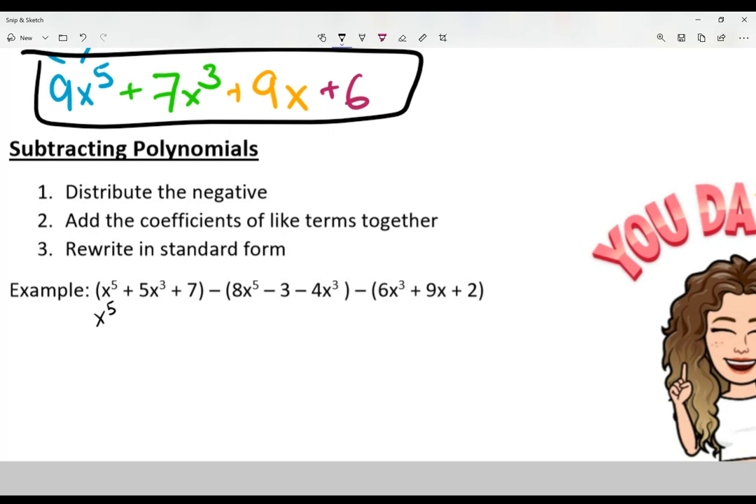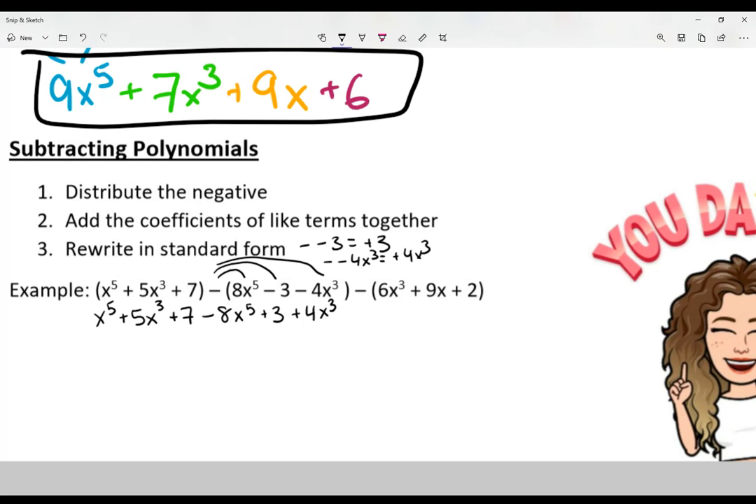So we keep x to the fifth plus 5x to the third plus 7. And then we're going to subtract 8x to the fifth. We're also going to subtract negative 3. So I'm going to do some sketch notes up top. Minus negative 3 is the same as adding 3. So plus 3. And then we're going to subtract negative 4x cubed, which again is the same thing as plus 4x cubed. So plus 4x cubed.